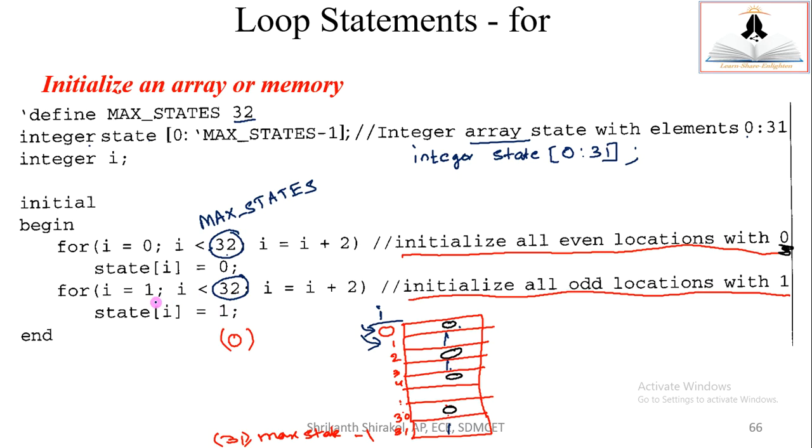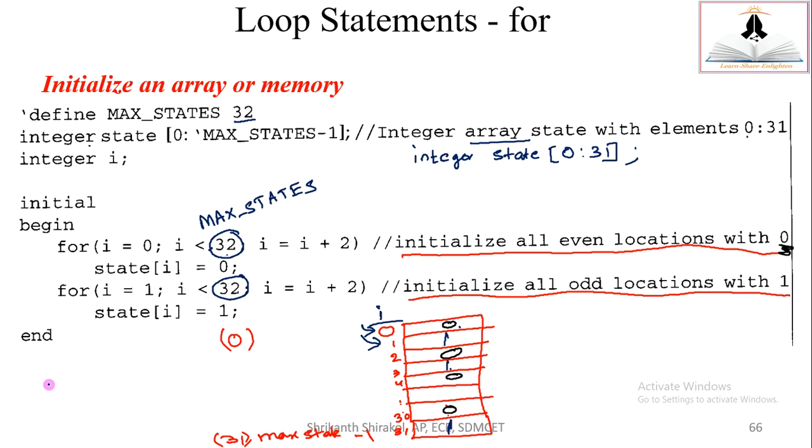So think that I reaches 31. 31 is following this condition, so state of 31 is equal to 1. Now what happens? It increments by 2 again. I is equal to 33, and 33 less than 32 fails, so it will come out of the loop. It will complete the process.